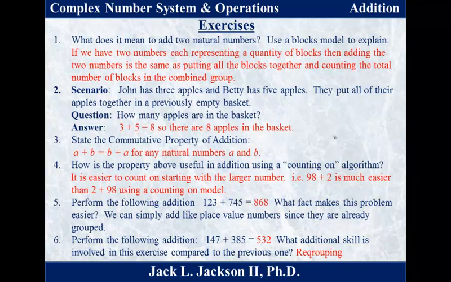Perform the following addition. 123 plus 745. Well, that's 868. What fact makes this problem easier? The answer is we can simply add the like place value numbers since they are already grouped. We can add the 5 and 3 singles to get 8 singles, the 4 and the 2 tens or longs to get 6 longs of 10, and the 1 and the 7 flats of 100 to get 8 hundreds.